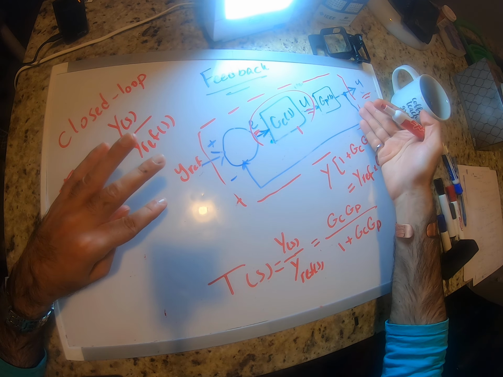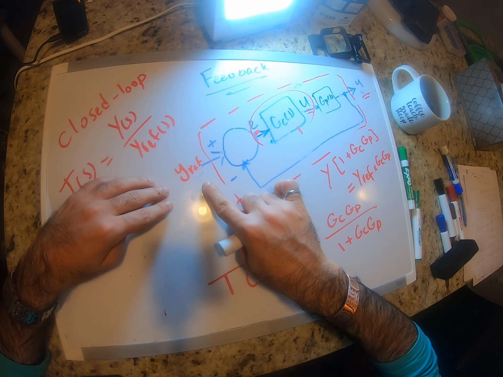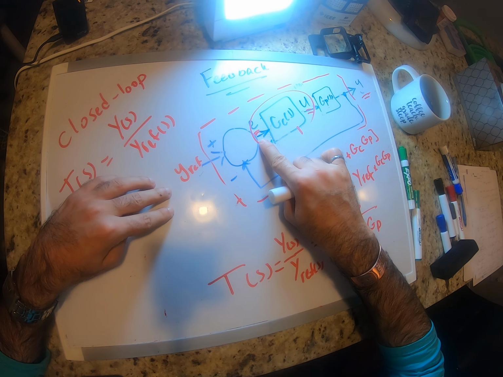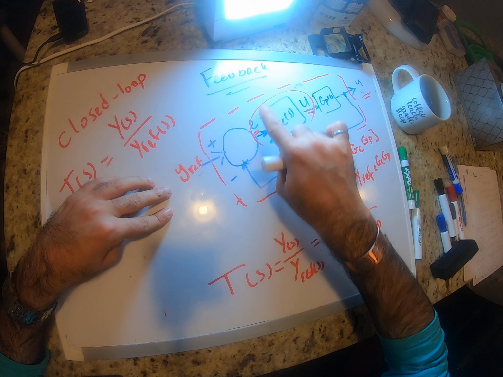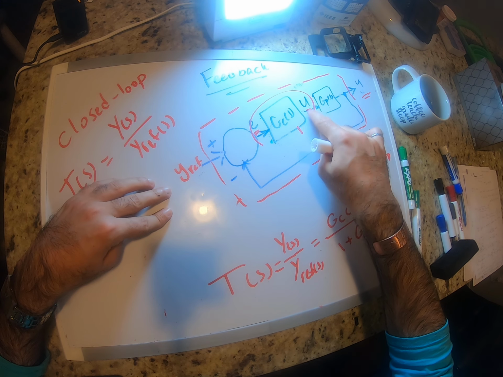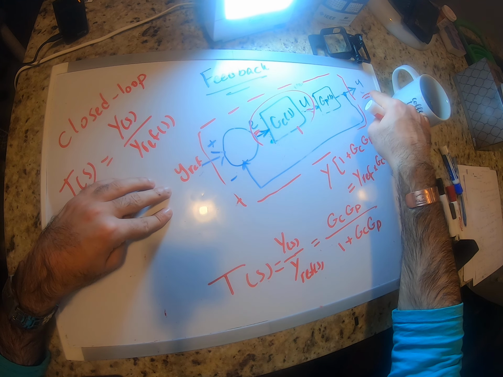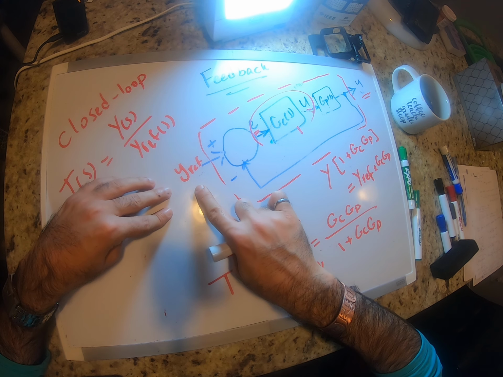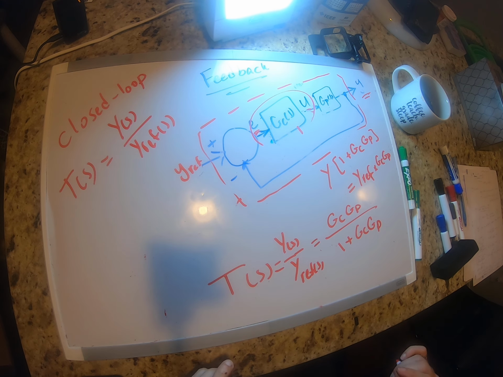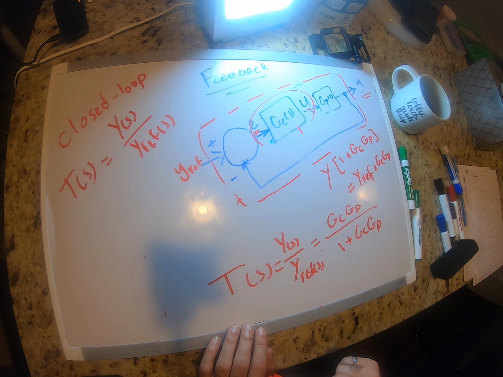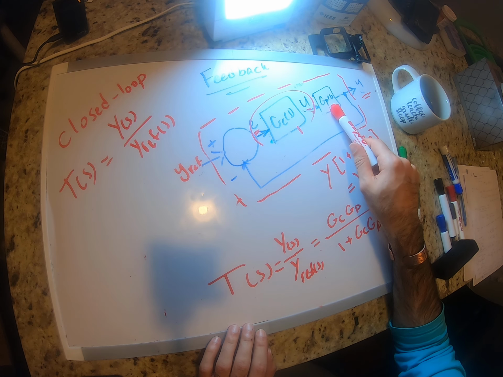Let's say if this gets bigger than our reference voltage, our error becomes negative. So then the controller makes sure to adjust the input to the plant. The same thing if y gets smaller than y ref. So this is the whole concept of having feedback and a controller before our plant.